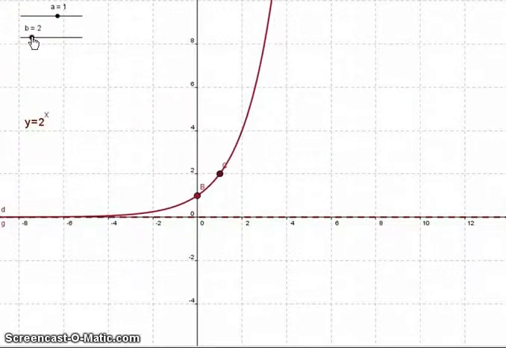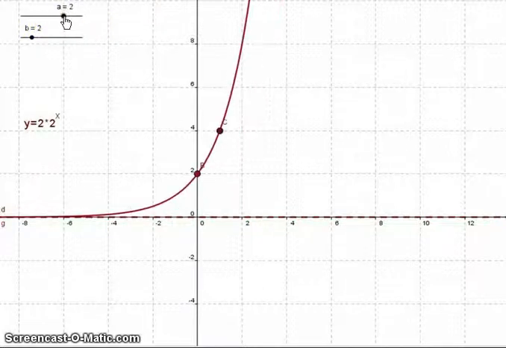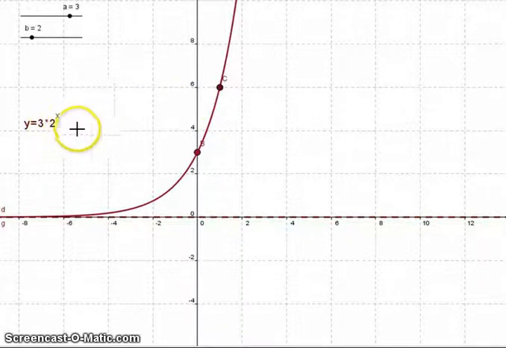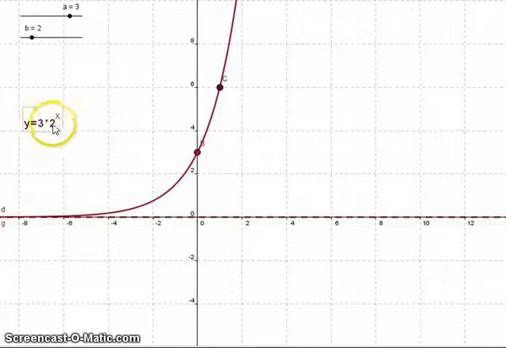Alright, so let's see what happens with that a now. If I move this a up to, let's say, 3, now I have 3 times 2 to the x. So this is going to look just like 2 to the x, but everything is going to be multiplied by 3. So it's going to be 3 times higher.